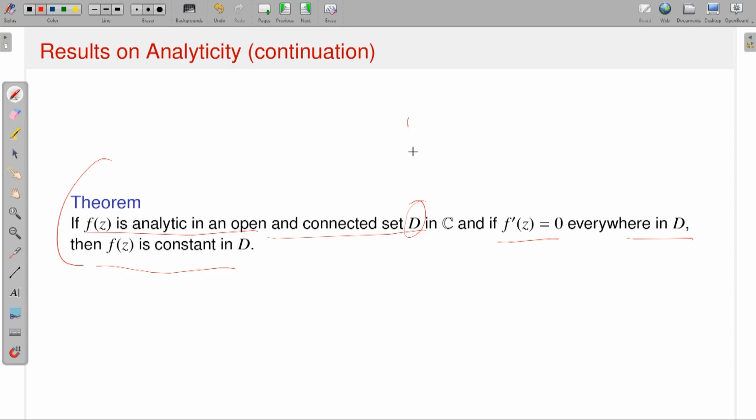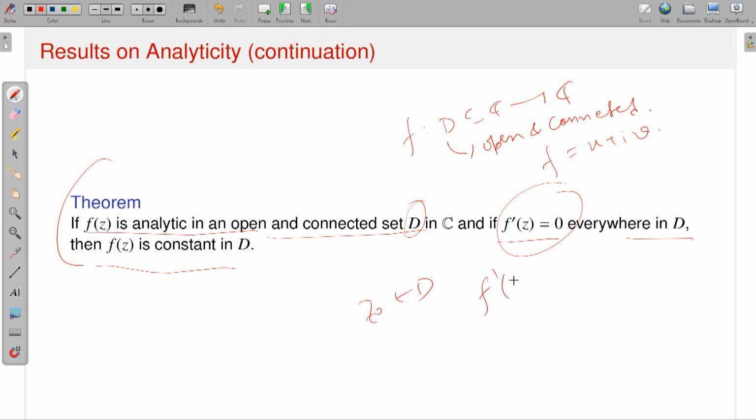Why? Because you have a function f defined on D, a subset of C, which is open and connected. Then I am saying that if the derivative is 0, my function is constant. You just write it. Now f you can write in the form u plus iv, that you know. What is your hypothesis? It is analytic in an open and connected set. That means my function is differentiable at each point. So suppose I take a point z0 in D.